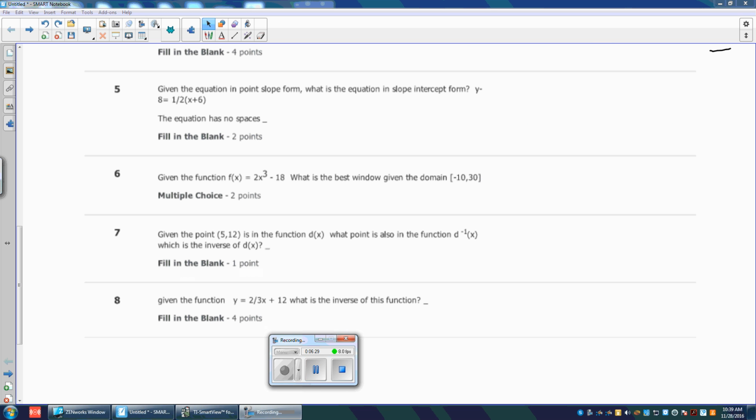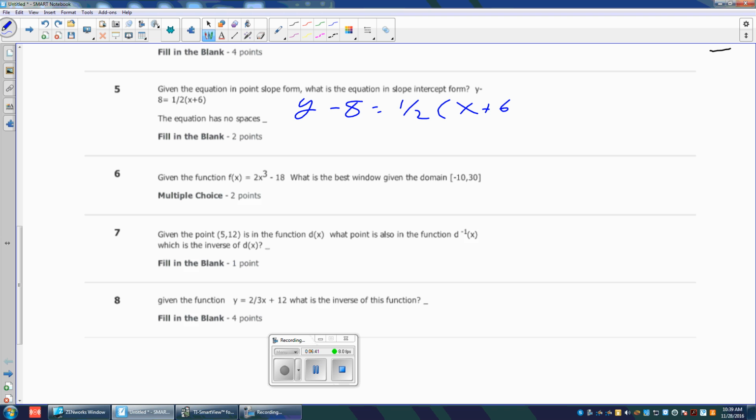Okay, this one's pretty quick. It says, given the equation in point-slope form, what's the equation in slope-intercept form? Y minus 8, distribute, add 8, there it is.